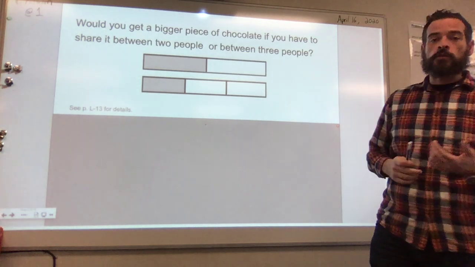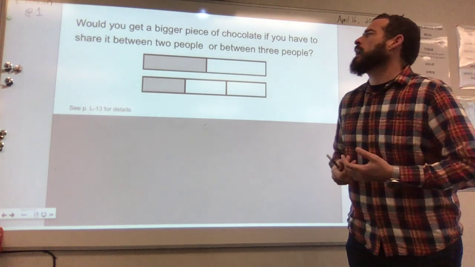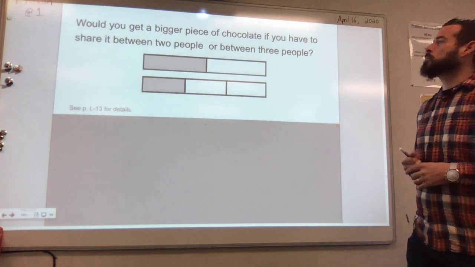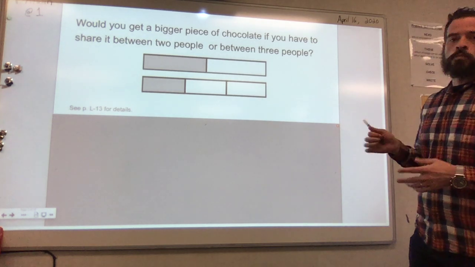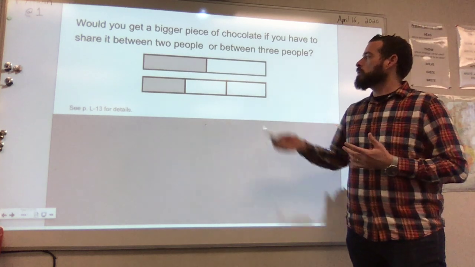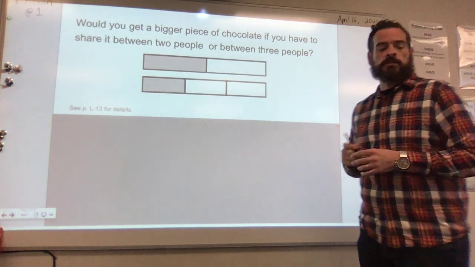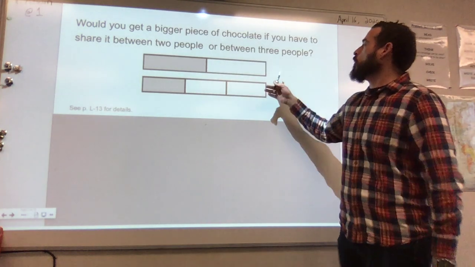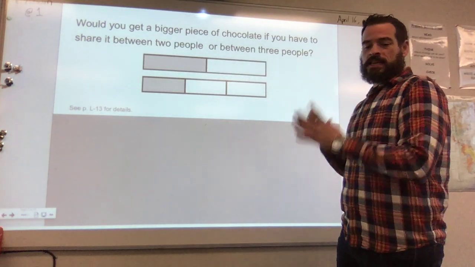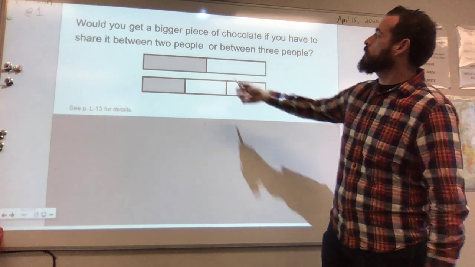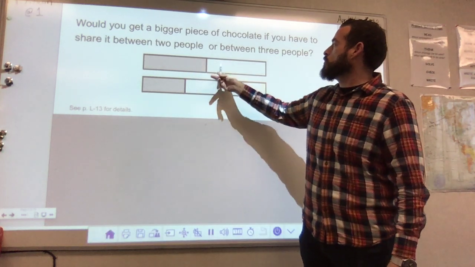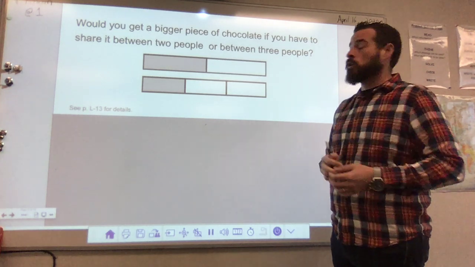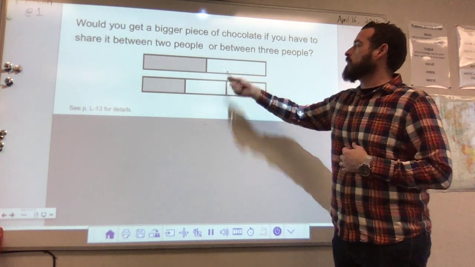So let's take a look at the first slide that we have here. And it asks us a question: would you get a bigger piece of chocolate if you have to share it between 2 people or between 3 people? So we have 2 fractions set up, and I just wanted to point out, just as a little review, how when we have a fraction, we're taking equal parts of a whole. So here we have 2 parts of a whole, so that's halves, and that would be 1 out of 2.